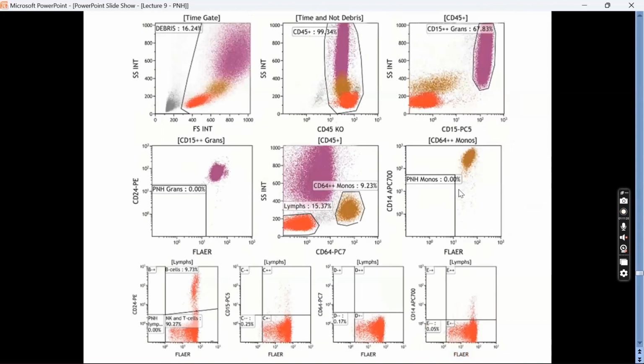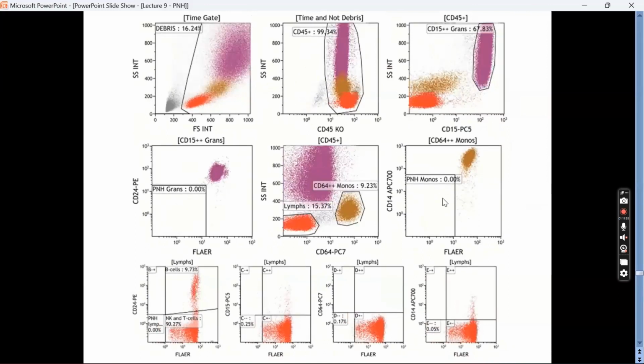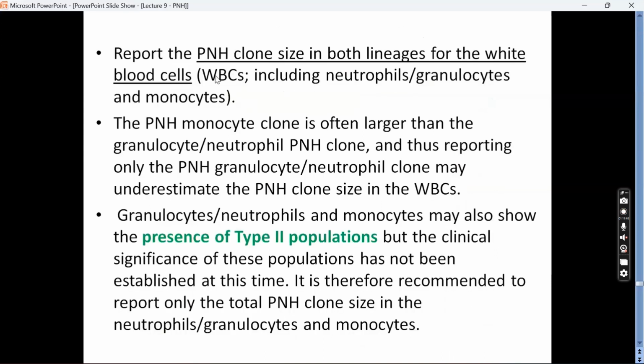So this is control. And here you find the PNH disease. Okay, I'll show you live analysis with one of our cases. So this is control, where you don't find any PNH monos and grans, whereas this is a PNH case where you find the PNH monocytes and granulocytes. Okay, so report the PNH clone size in both the lineages for the white blood cells. That is PNH clone in neutrophils, how much you got, PNH clone in monocytes, how much you got, you have to report both of them.